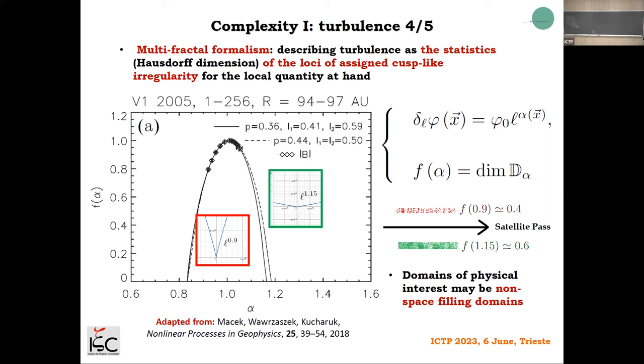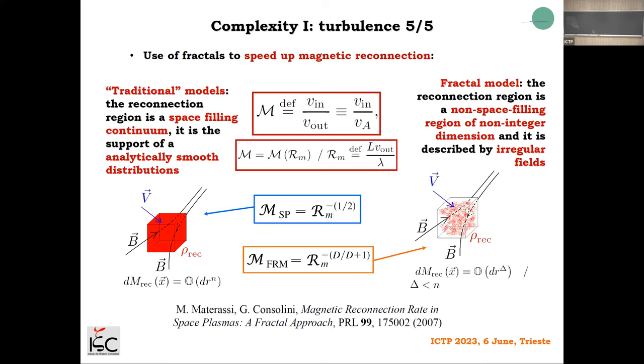For instance, in the multifractal formalism, you collect, let's say, the demography of the degree of cusps that you find in your turbulent signal, saying that a given property of the cusp, like going like this, for instance, is present in the locus of the points that has, for instance, Hausdorff dimension 0.4, while another, non-cusp, in this case regular behavior, is present in the locus of points whose dimension is 0.6. So it is a collection of singularities, and the population of different singularities have non-integer dimension and are non-space-filling domains.